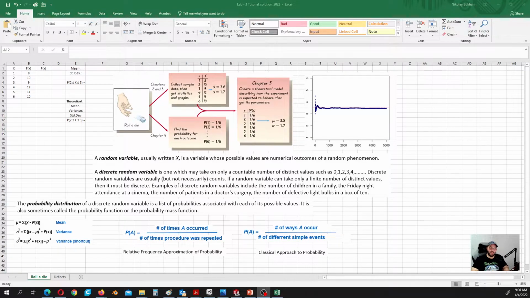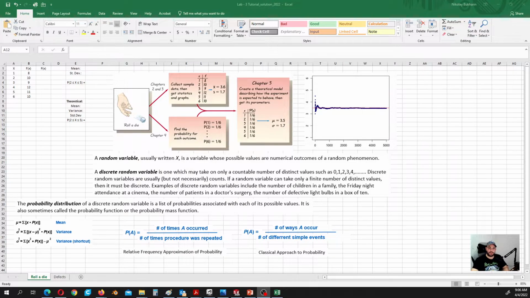In our case, it's just 1, 2, 3, 4, 5, 6. Those are just the values we see on the sides of the die. If a random variable can take only a finite number of distinct values, then it must be discrete. So that's what we are considering in chapters 4 and 5, discrete probability distributions.